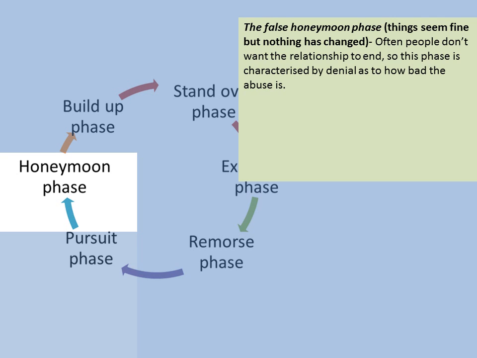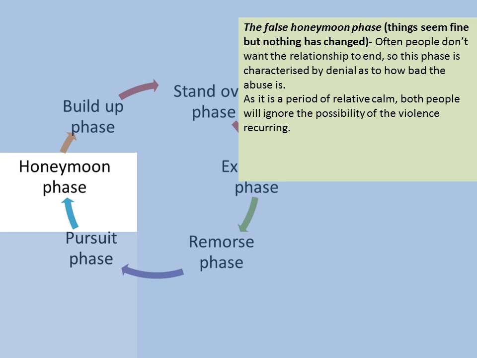Really, the power hasn't shifted. People don't want the relationship to end, so the phase is characterised by denial as to how bad it was. So there's this gradual denial building from the remorse and pursuit up to this stage here. It's pretty calm. Both people ignore the possibility of violence.